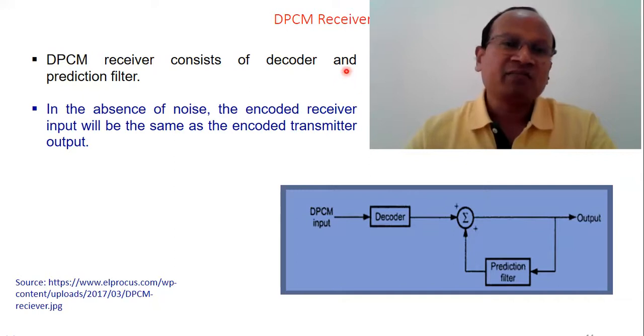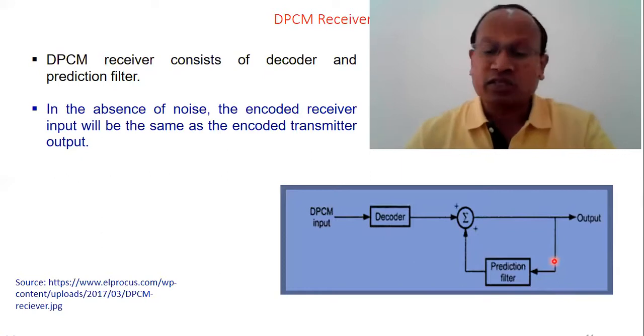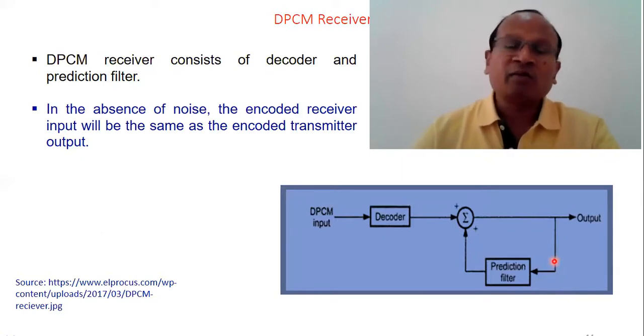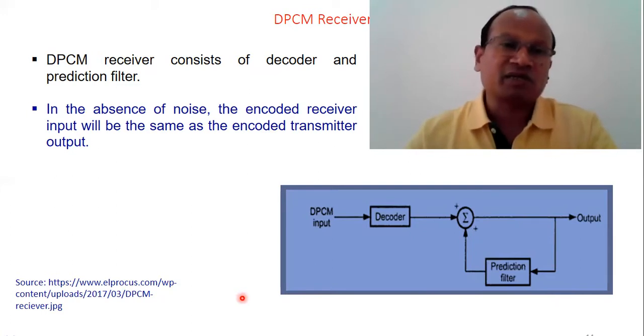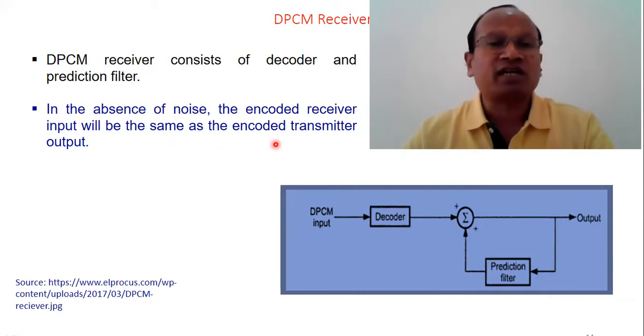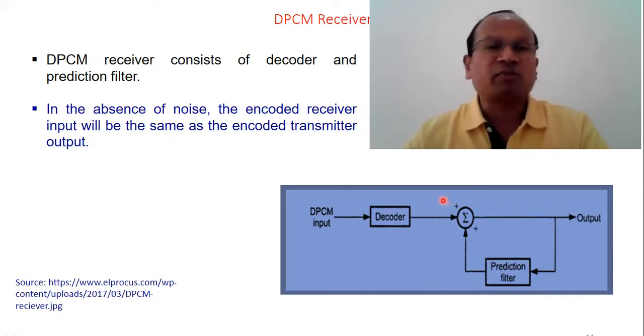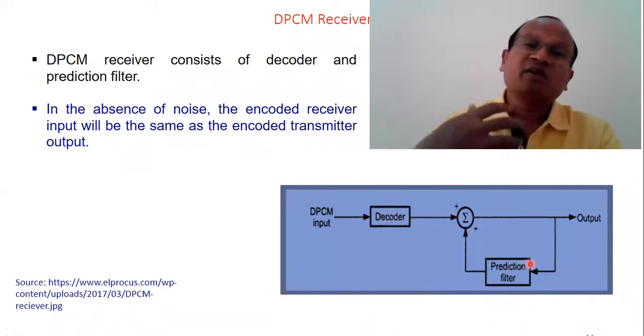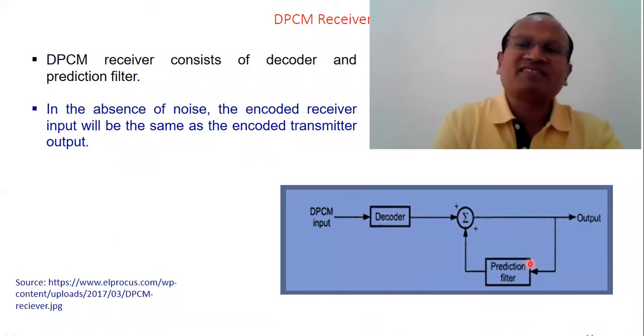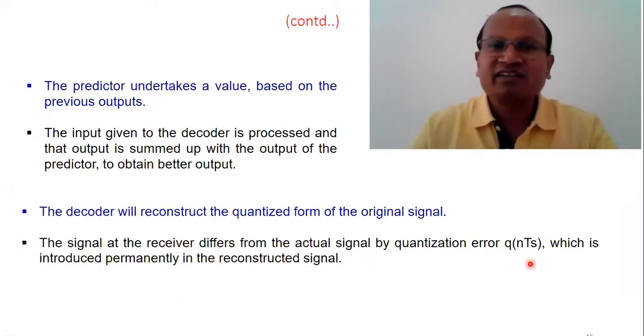This is about the receiver. The receiver consists of a decoder and a prediction filter, because prediction is again needed so as to synchronize and predict the correct value, and the decoder will decode the encoded signal which was communicated by the transmitter. In the absence of noise, the encoded receiver input will be the same as the encoded transmitter output. If there is no noise, whatever was communicated at the output will be received exactly. So we are using the predictor to check whether the same sample is being received or not, and accordingly we get the output.